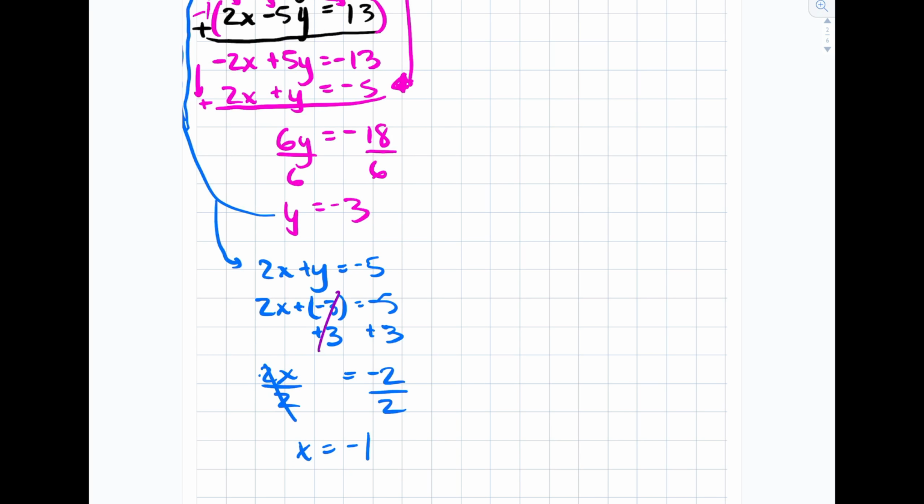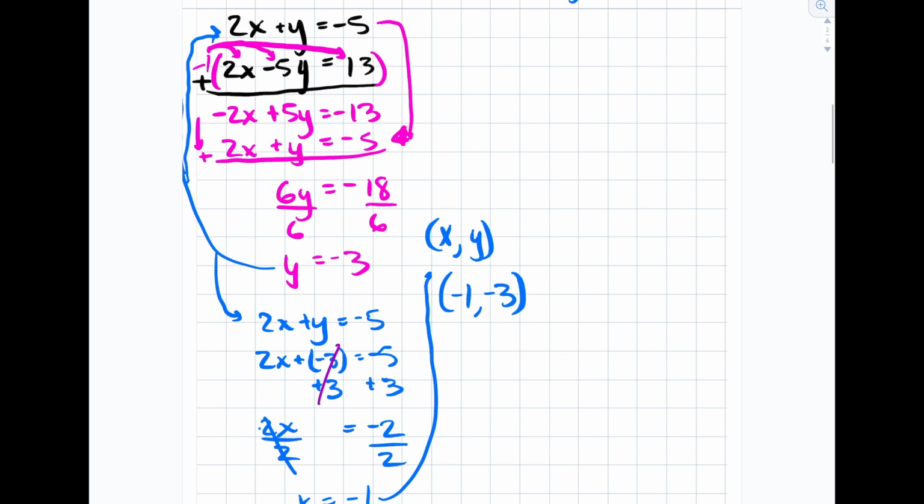Great, so we got our answer, right? The last thing we need to do is write it as an ordered pair. If we remember, our x coordinate always gets written first, -1, and our y coordinate is -3. Here we go, right? So this required a little bit of extra work. We had to multiply by -1 first to get our answer.